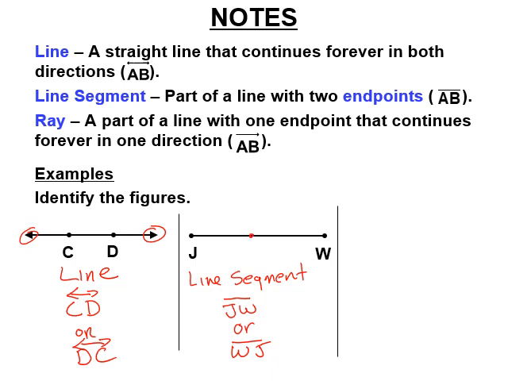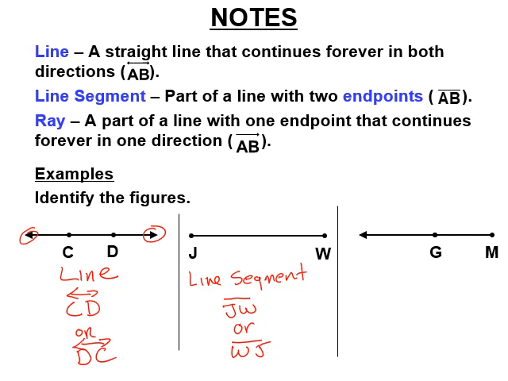Now, say I had another point X there. You would still call this JW or WJ. You name these things with the 2 letters. When it's a line, it's any 2 letters. When it's a line segment, it's the 2 letters that are on the end.